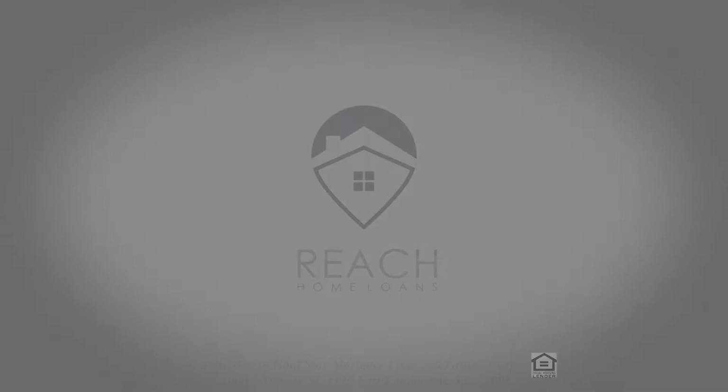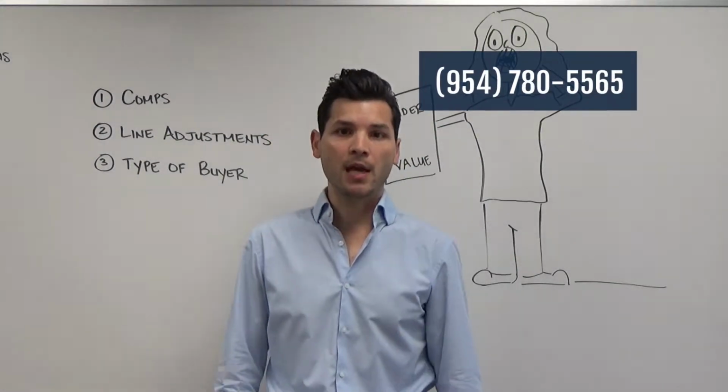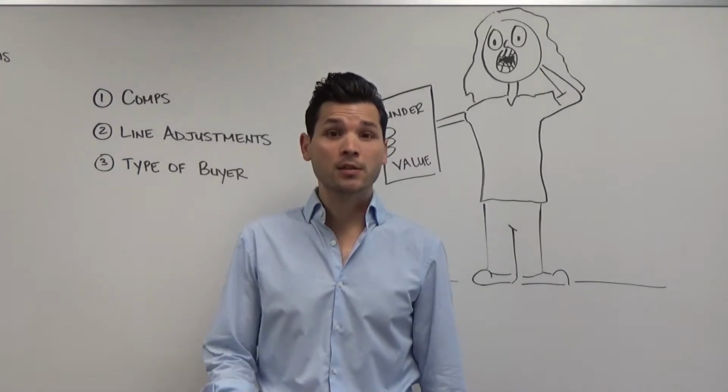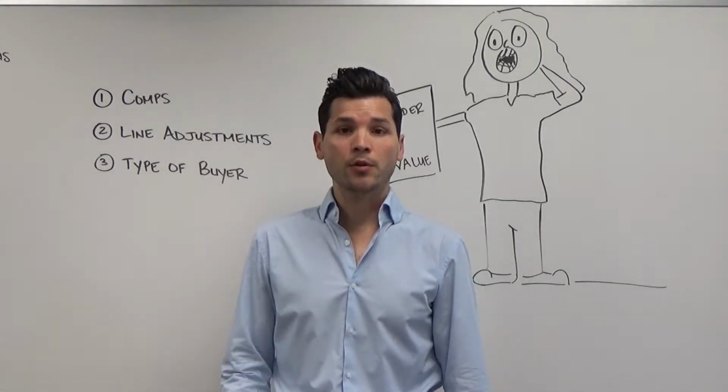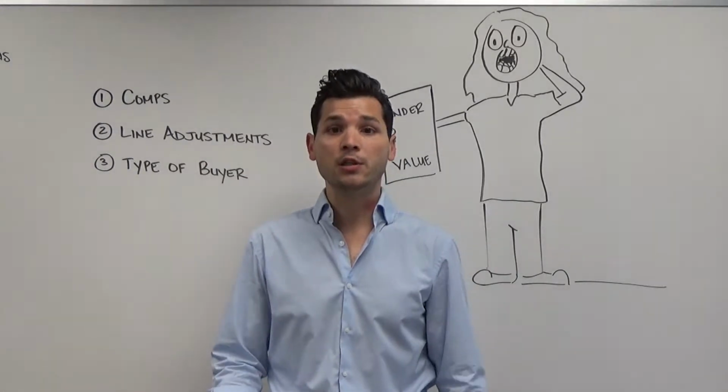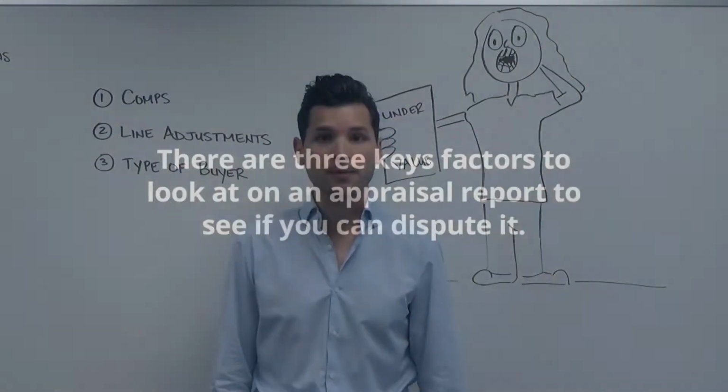In this market, with homes moving as fast as they are, it's not uncommon to have an appraisal come in slightly under the purchase price. But that doesn't mean the deal has to fall apart. There are three key factors to look at on that appraisal report to see whether or not you can dispute it and get that value overturned.